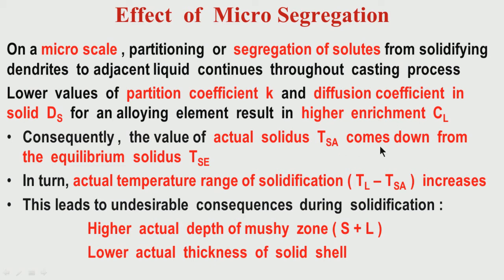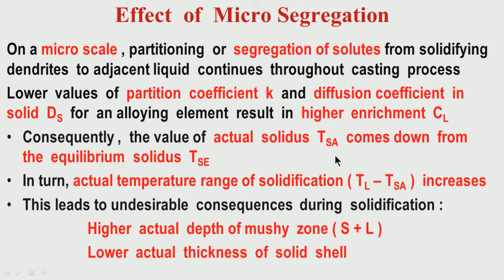Actual solidus is much lower compared to the equilibrium solidus. So, what is happening? This is decreasing, this is more or less constant. So, the actual temperature range of solidification, which is supposed to be TL minus TSE theoretically, but actually it is TL, that means liquidus minus actual solidus. So, this temperature differential is also increasing because of microsegregation.